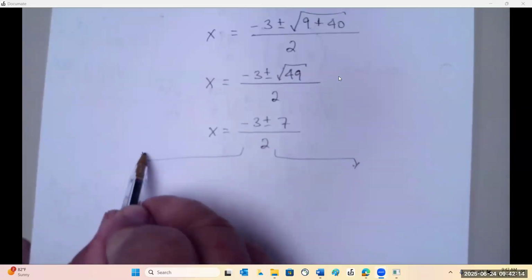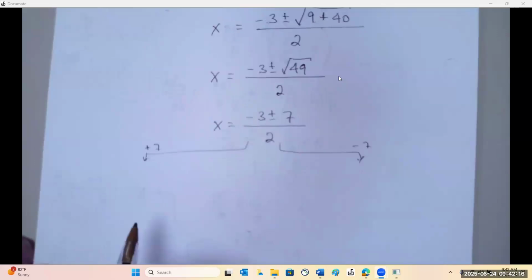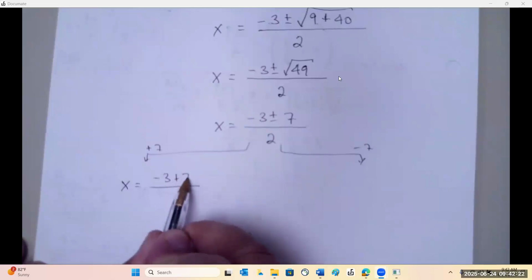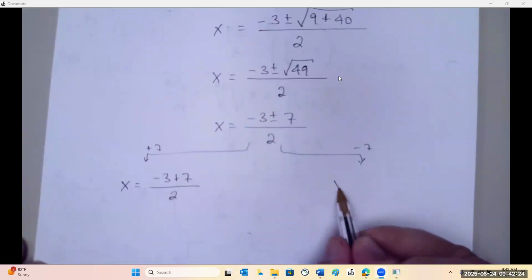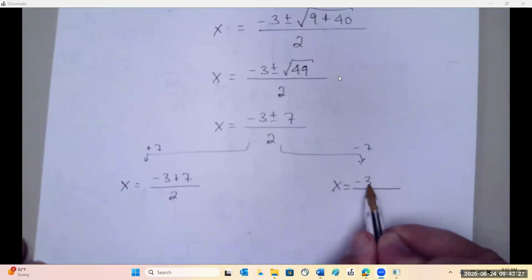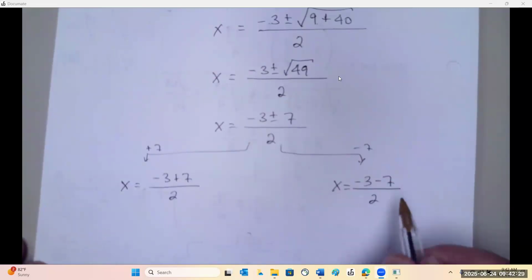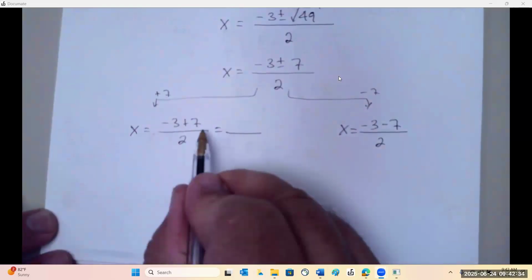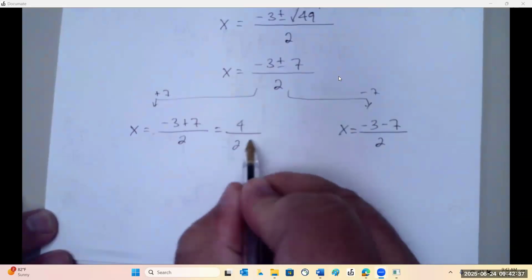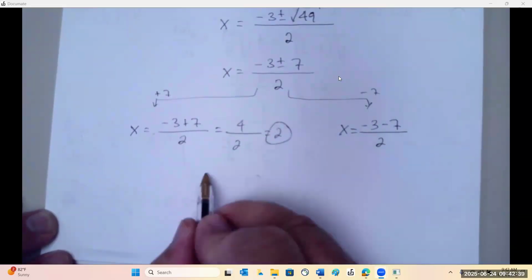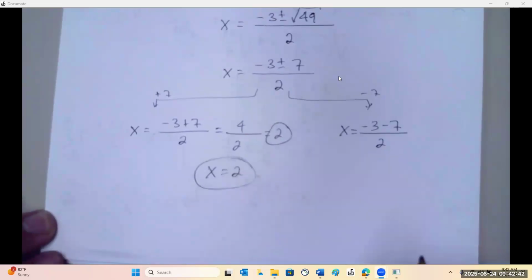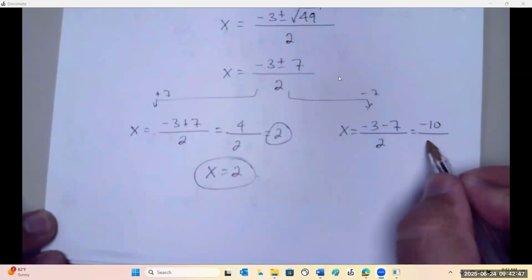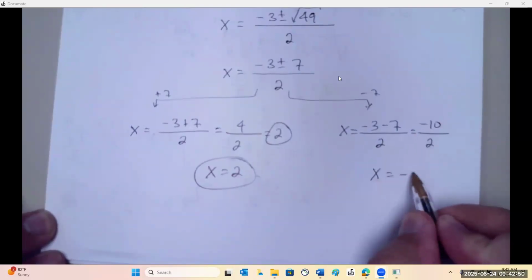So here we have positive 7 and negative 7. So x is equal to negative 3 plus 7 over 2. X is equal to negative 3 minus 7 over 2. Seven minus 3 is 4 over 2 equals 2. So x equals 2. They're both negative. Add the numbers. So x is equal to negative 5.